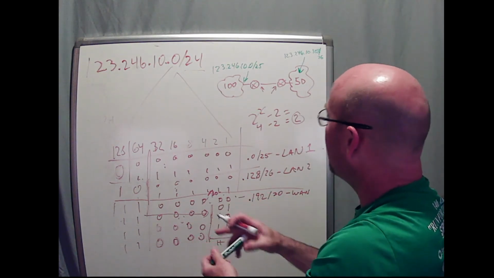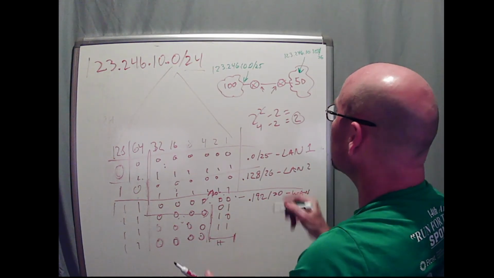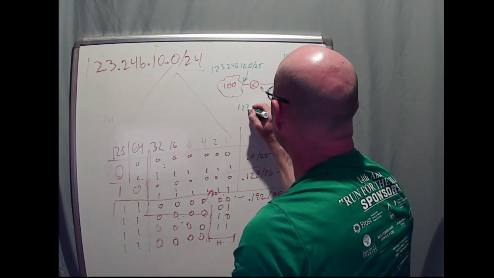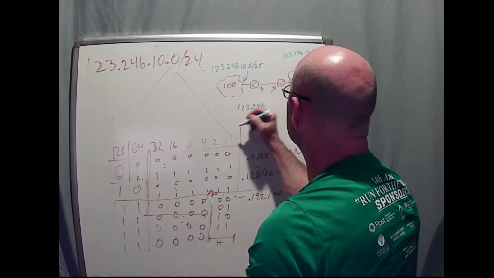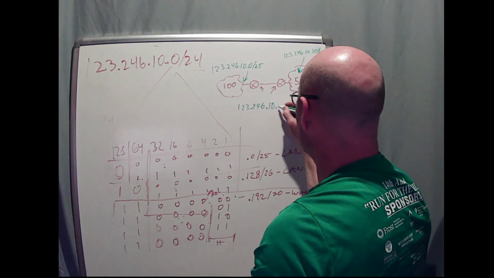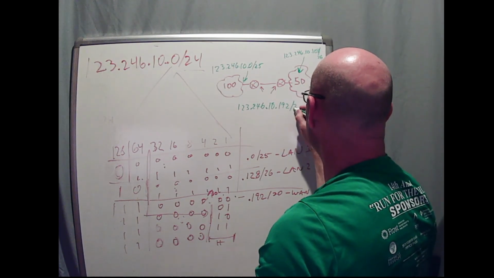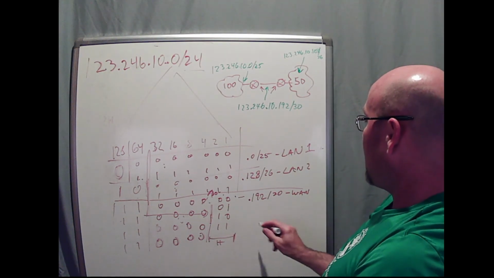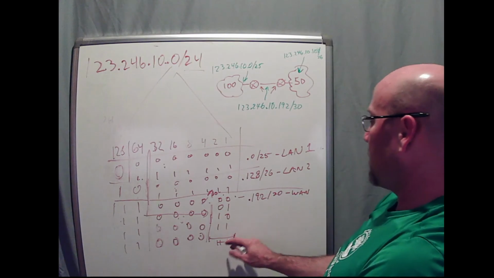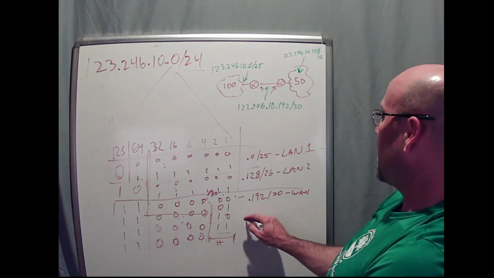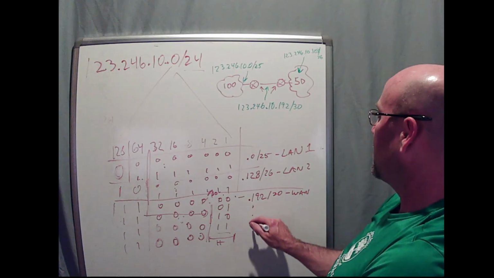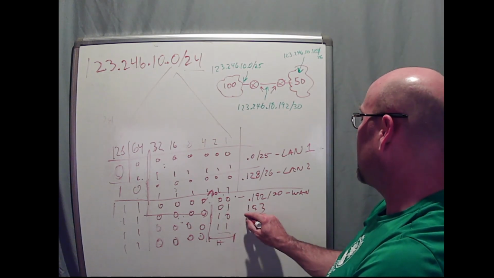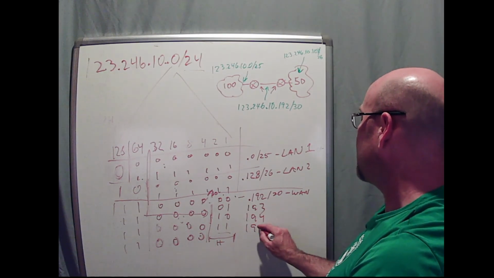So we can say that our WAN link is 123.246.10.192/30. That's the WAN link right there. Okay? And then the broadcast is all ones, and then the 2 usables are the ones in the middle here. So 193, when we flip that bit to 1, and 194, and then 195 is the broadcast.